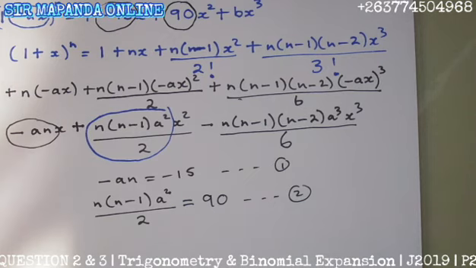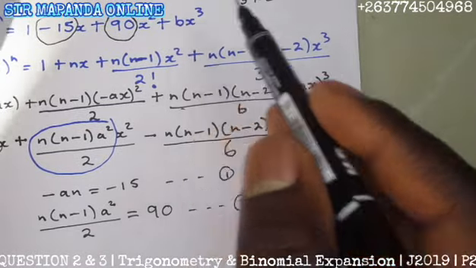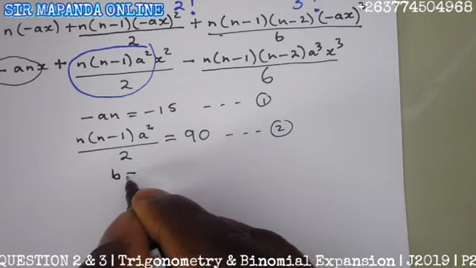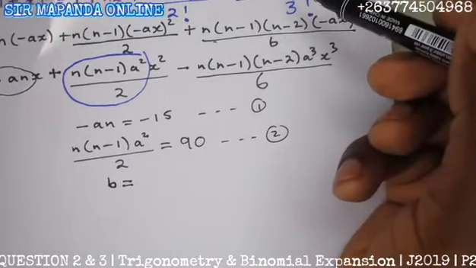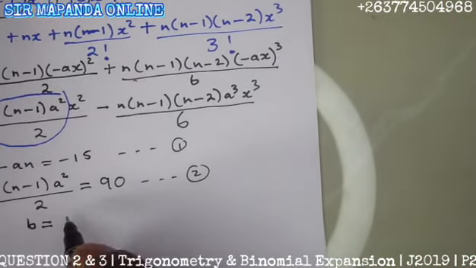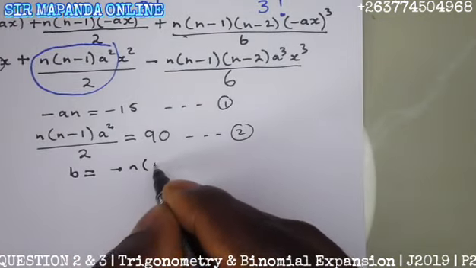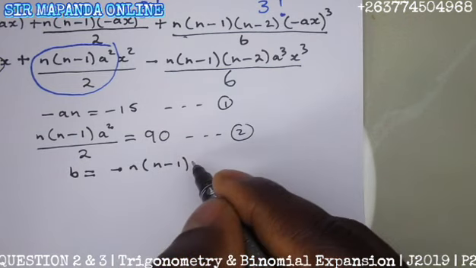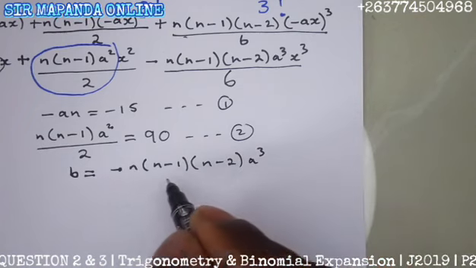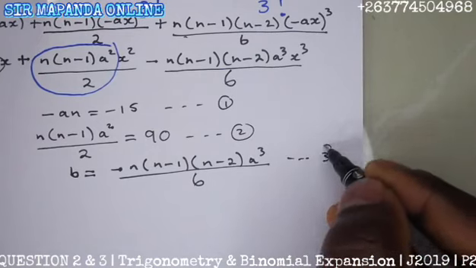We are now equating the coefficient of x cubed. The coefficient of x cubed, here we have b. So I'm going to write b, right? Then equate this b with the coefficient of x cubed in the expanded expression, which is minus n, open bracket n minus 1, open bracket n minus 2, a cubed, all over 6. So this one is the third one.